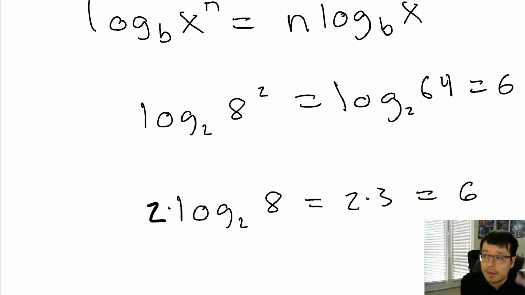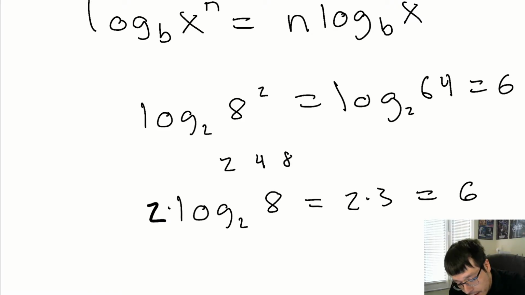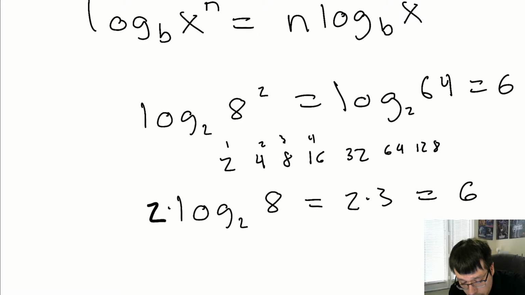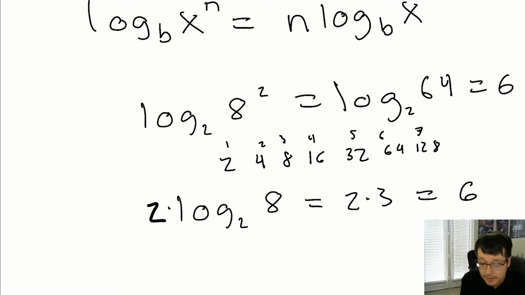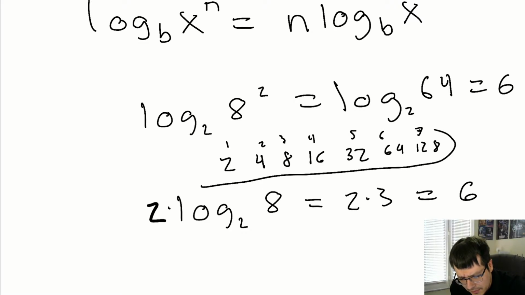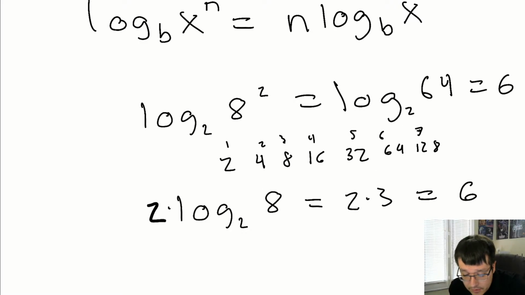2 to what power is equal to 64? Remember, it goes 2, 4, 8, 16, 32, 64, 128, right? This is 1, 2, 3, 4, 5, 6, 7. So it is indeed 6, okay? So, yeah. Sorry, for a second I was like, is it 6 or 7? But okay? So that's an example of a very, very useful one, okay?